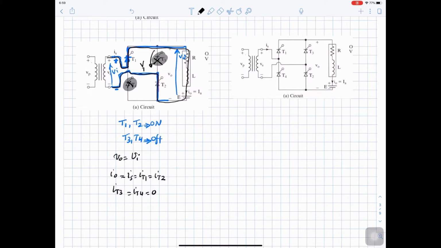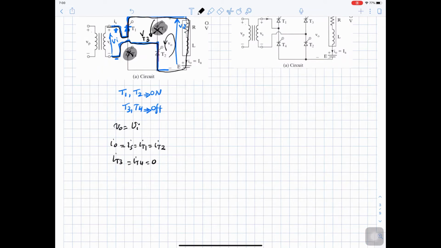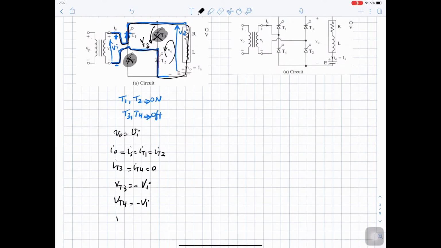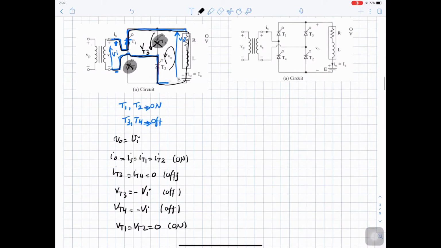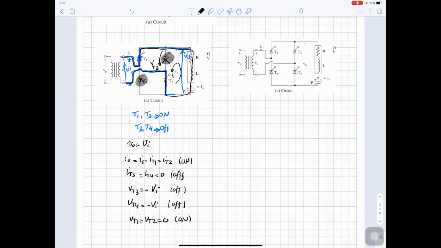This voltage is V thyristor 3, so if we do KVL here, V thyristor 3 plus V out will be 0. So V thyristor 3 equals minus V input, and V thyristor 4 equals minus V input. Thyristor 1 and 2 are on, so V thyristor 1 equals V thyristor 2 equals 0. So these are on, and these thyristors are turned off. When they are off, their current is 0, and their voltage has a value. So this is the situation when thyristor 1 and thyristor 2 are conducting.